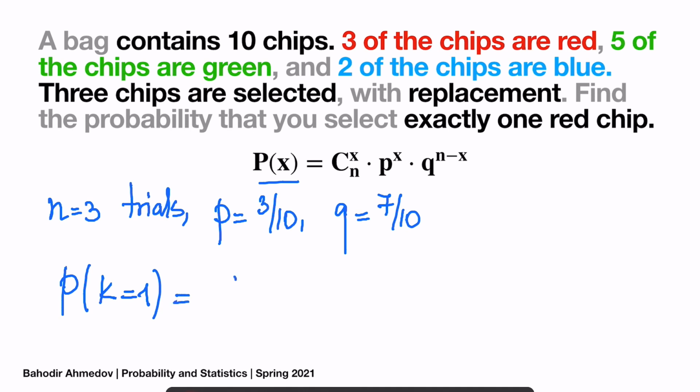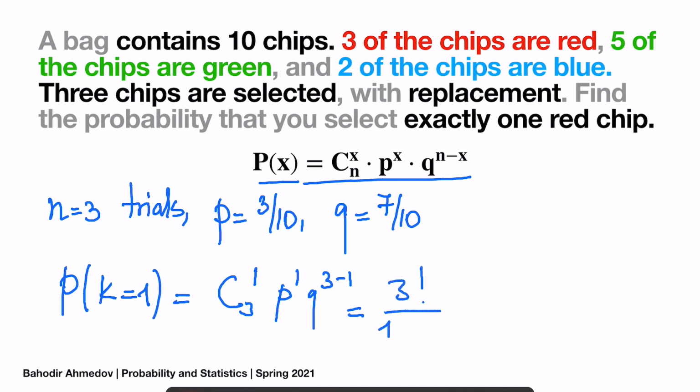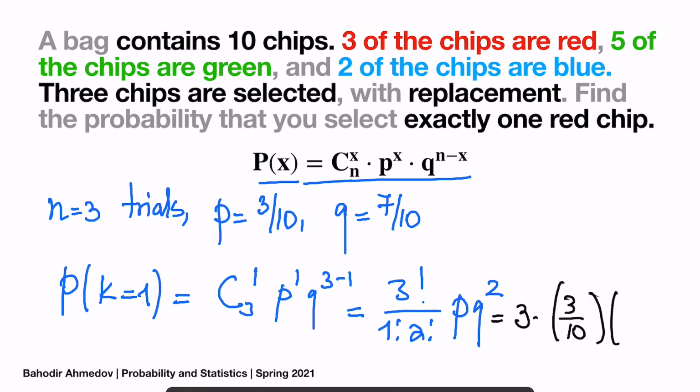It is going to be equal to C(3,1), P to the power of 1, Q to the power of 3 minus 1, according to this formula, right? So this is going to be equal to 3 factorial divided by 1 factorial multiplied by 2 factorial. I'm just expanding this formula of C times P times Q to the power of 2. Okay, so you can just put all of these numbers in to make the calculations. So 3 times P, which is 3 over 10, and Q is equal to 7 over 10 squared. And you can easily make those calculations using a calculator.